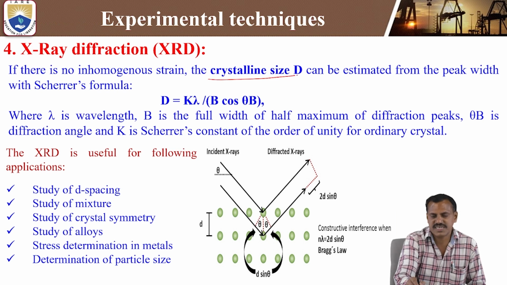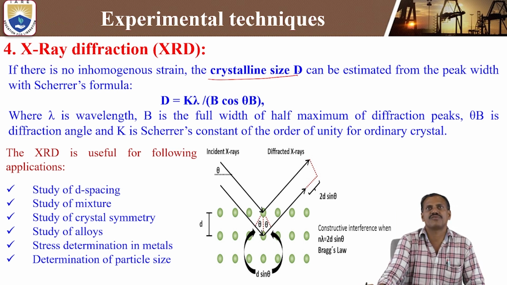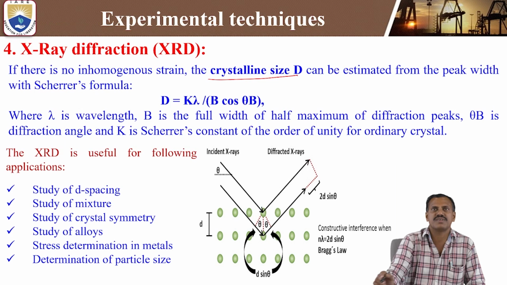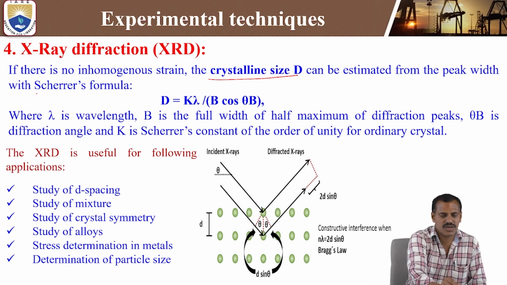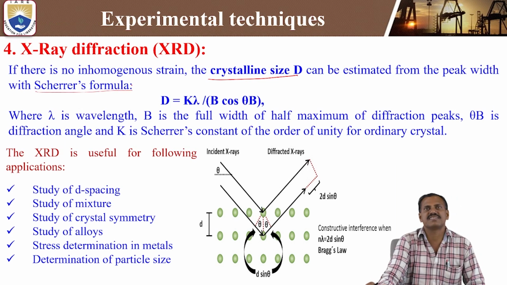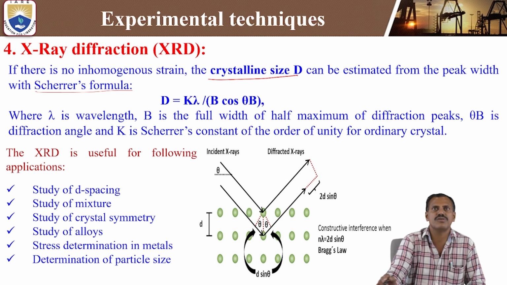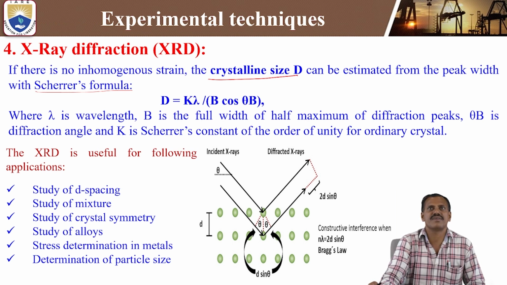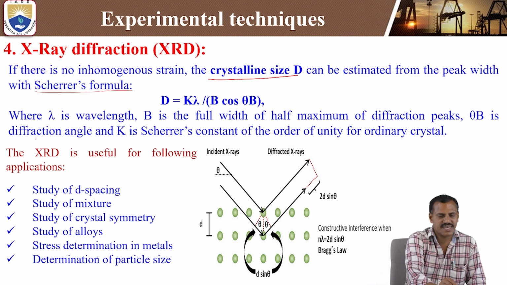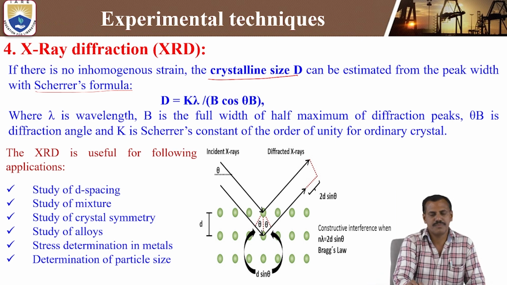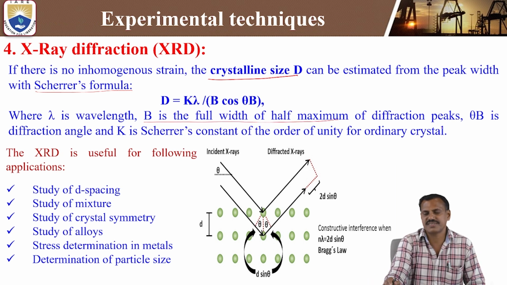Crystal size also we can measure by using the XRD profile or XRD curve. There is a formula, the Scherrer formula. Based on the Scherrer formula, we can measure the crystal size of the material. That is D equal K lambda by B cos theta in XRD, where lambda is the wavelength, B is the full width at half maximum of the diffraction peak.